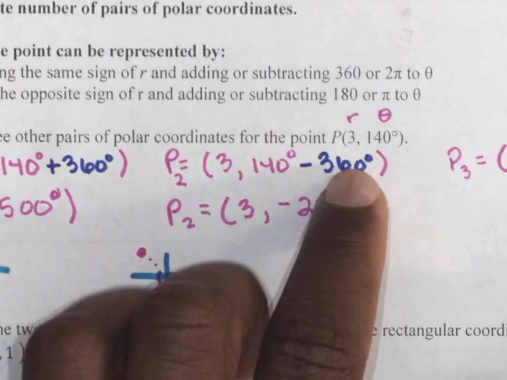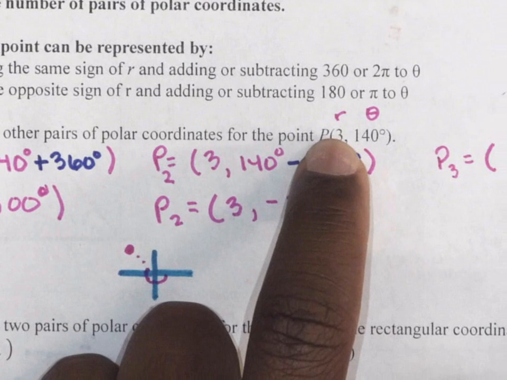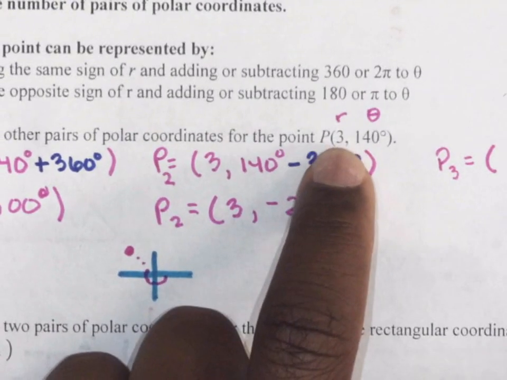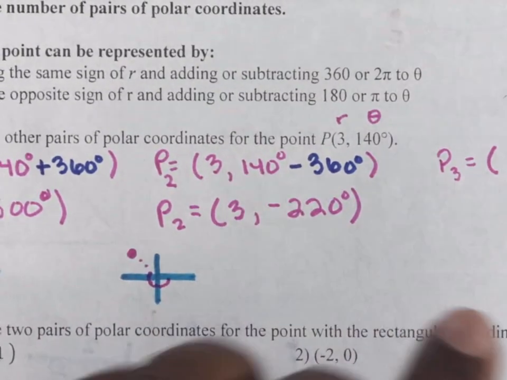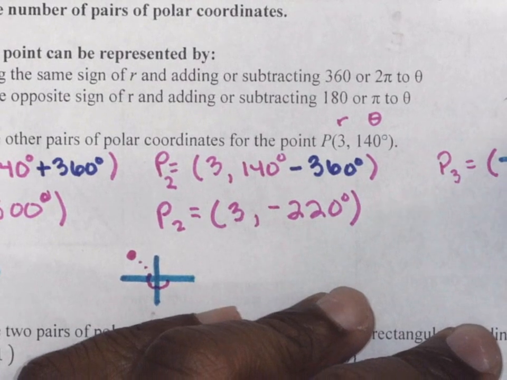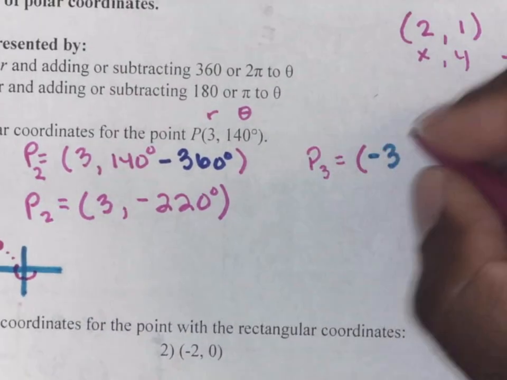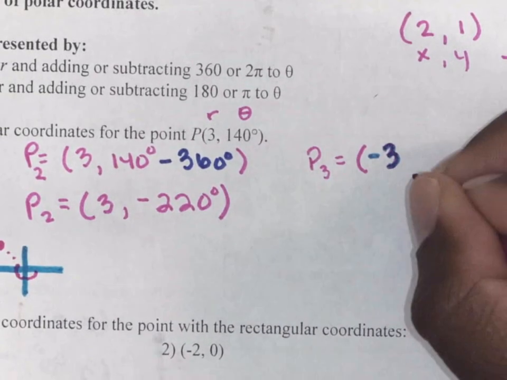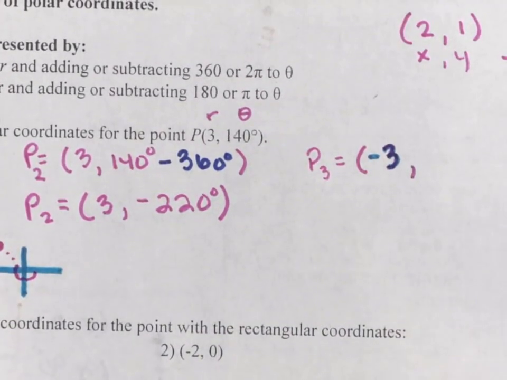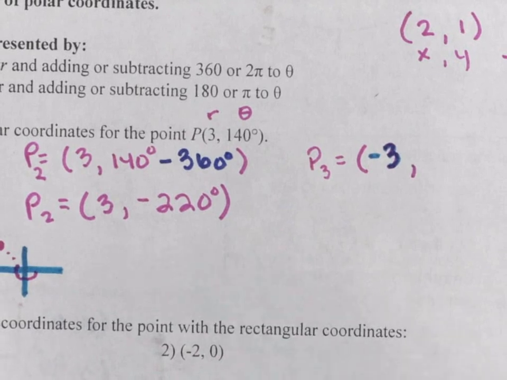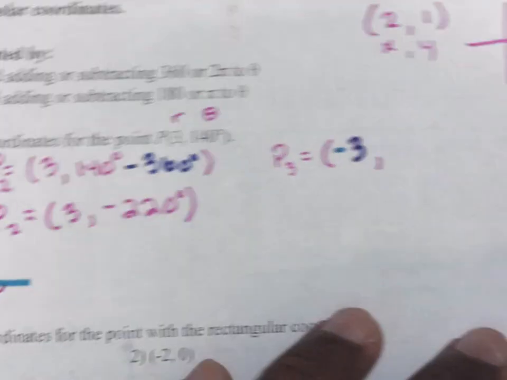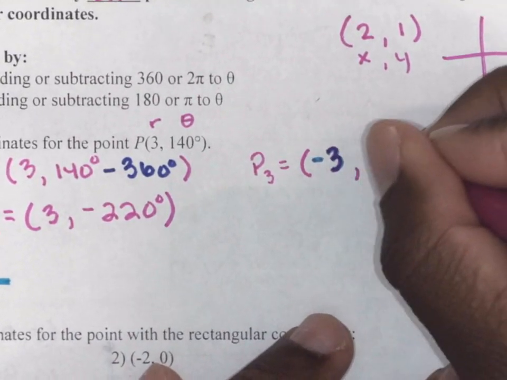So my r was positive 3. What's the opposite sign? Negative 3, so I make it negative 3. And that's going to make me go the opposite way, right? So instead of having to add or subtract a full 360, I would just add or subtract 180, because I've already done half of it just by going in the opposite direction. So I only need to add or subtract 180 to it.